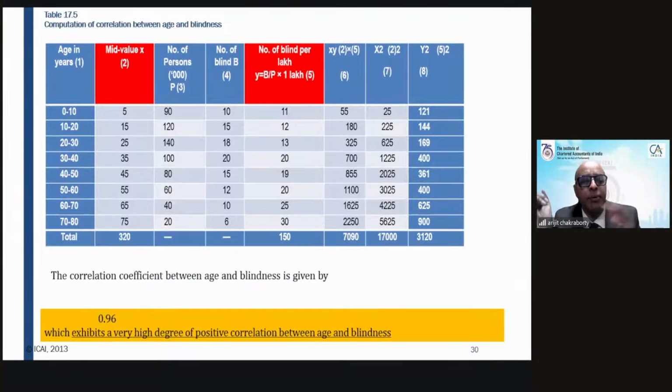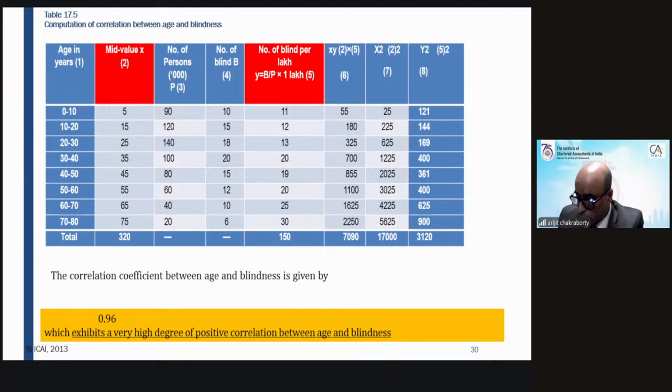ये भी दिया हुआ है, यहां पे भी हम लोग मिड वैल्यू निकालेंगे एंड सेम फॉर्मूला, Σx, Σy, Σx², Σy² और Σxy निकालेंगे, एंड हियर वी आर गेटिंग पॉजिटिव कोरिलेशन ऑफ +0.96, जो यही दिखाता है कि भाई ये दोनों में फेयरली वेरी स्ट्रॉन्ग. 0.96 means it is almost becoming perfect correlation. 0.96, that means जितना एज बढ़ेगा उतना ही ब्लाइंडनेस बढ़ने का चांसेस है.